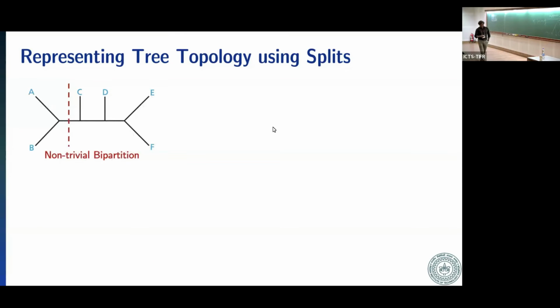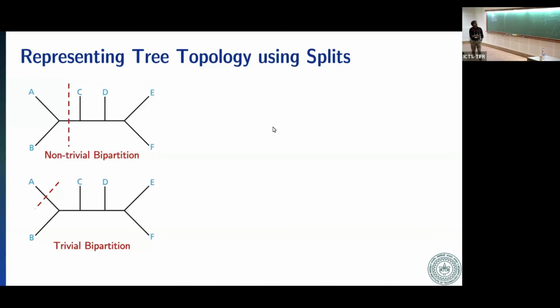So this is an example of a non-trivial bipartition, and this is an example of a trivial bipartition. In this particular tree, if you count the total number of bipartitions, there will be a total of 9 bipartitions. 3 of them are non-trivial. Which are the non-trivial ones? This is non-trivial, this is another non-trivial, and this is another non-trivial bipartition. Okay.